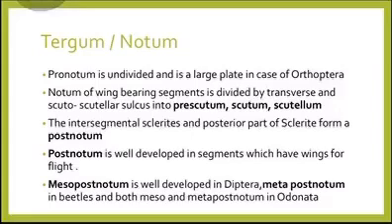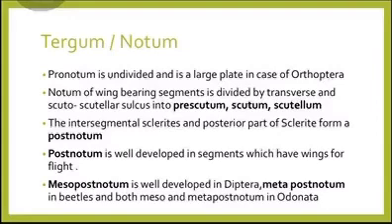Then in case of beetles and bugs, we know the forewing is only protective in function and the hind wing is used for flight. So in this case, the metapostnotum will be well developed. Then coming to the odonates, that is the dragonflies and damselflies. In these insects, we see both pairs of wings are equally used for flight. So in this case, the mesopostnotum and the metapostnotum both will be well developed.